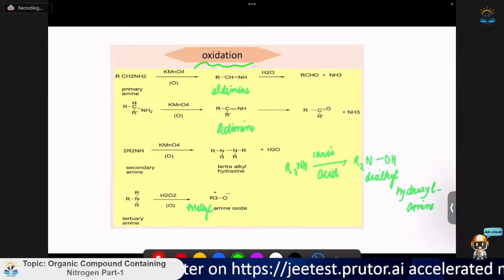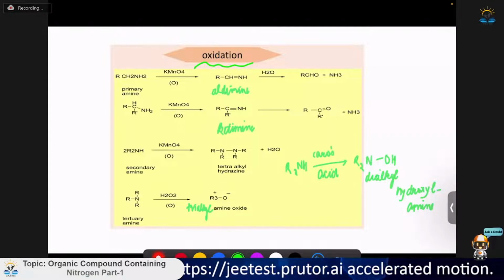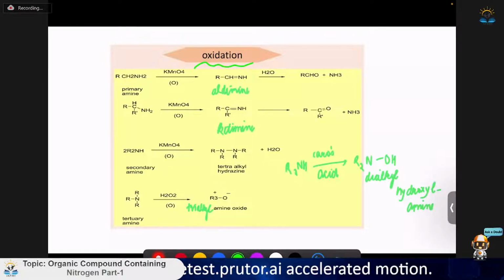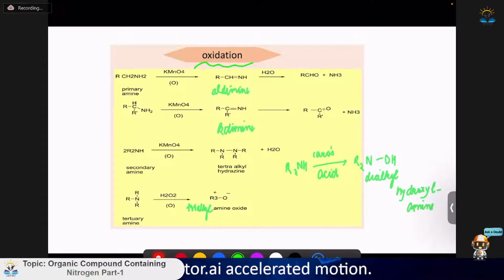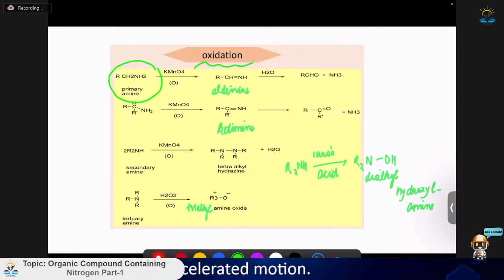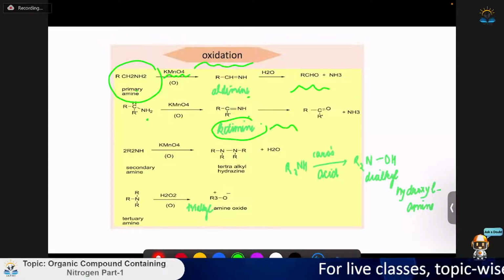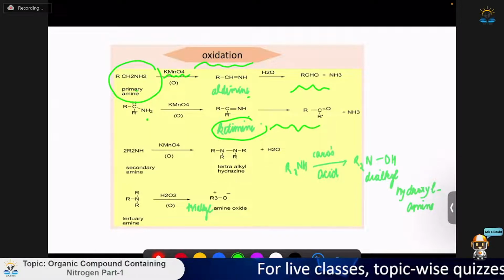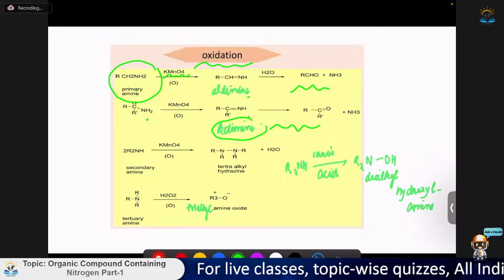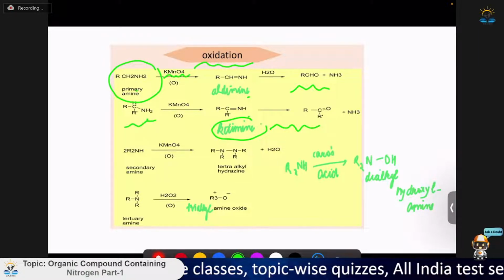Now we come to oxidation reactions of amines. So what happens in oxidation reactions? It is carried out by KMnO4, potassium permanganate. First, it will form aldimine, and in case of secondary amine, first it will form ketimine. Now this aldimine, when treated with water, will form aldehyde, and when this ketimine is treated with water, it will form ketone. So this we have to remember, what happens on oxidation of primary amine and secondary amine.